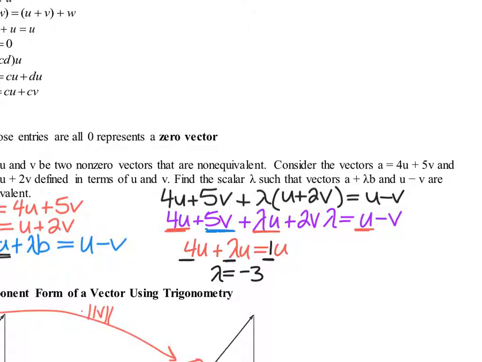I have 5v plus 2v, v lambda equals, I'll write it as -1v.